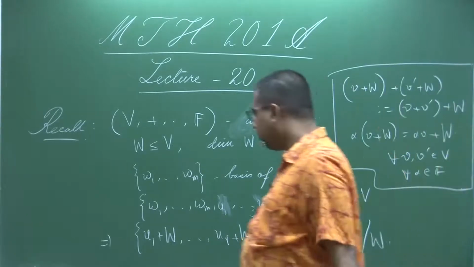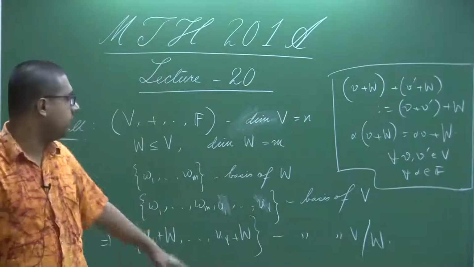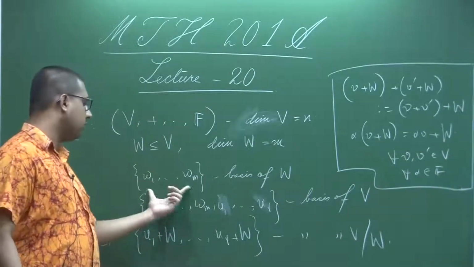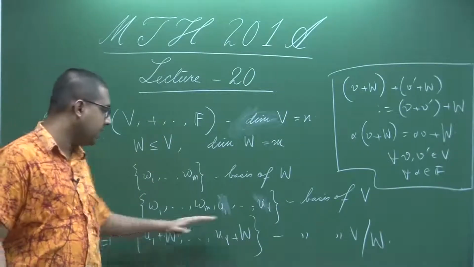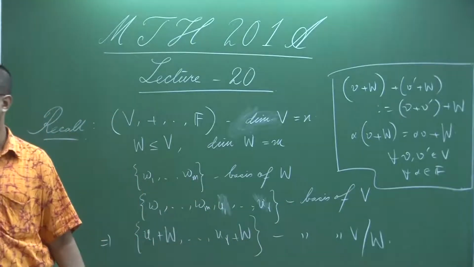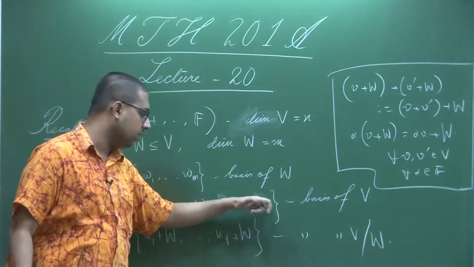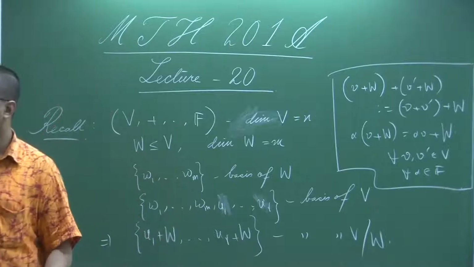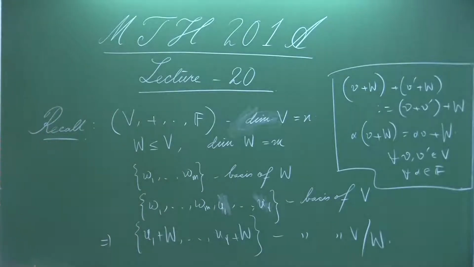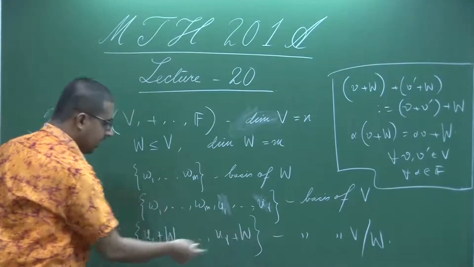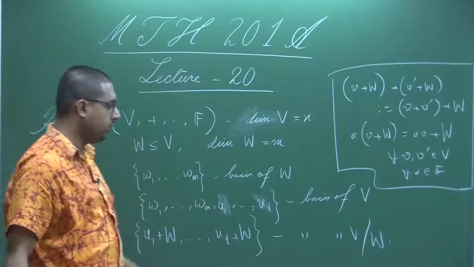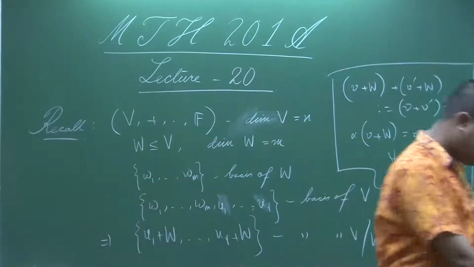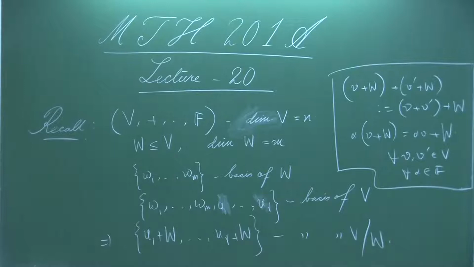Then in the last lecture we proved that if V has dimension n and W has dimension m, if we start with a basis of W and extend that to a basis of V, it is just an extension. I do not know what these elements are, just an extension. Then the extra elements that we add here, their corresponding cosets will form a basis of V mod W. So, that shows you the dimension of V mod W is dimension of V minus dimension of W.